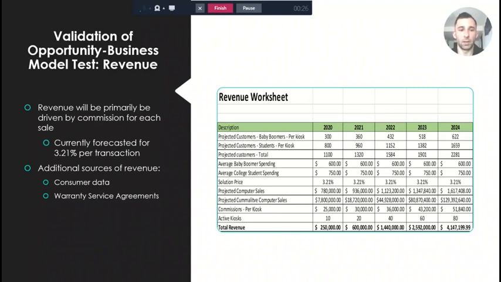Now, there will be also additional sources of revenue. These will include consumer data, highly sought after by many companies, to of course include Dell, as it includes very useful information on consumer purchases, habits, etc. Also, another source will be warranty service agreements, which will help keep customers happy if anything breaks down, as well as help boost profitability.